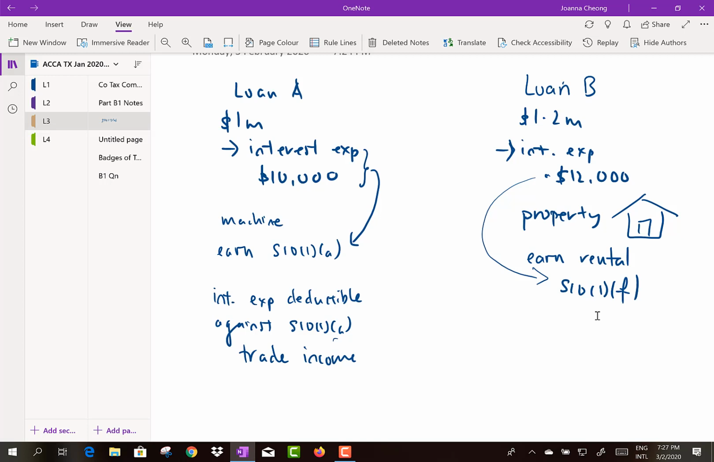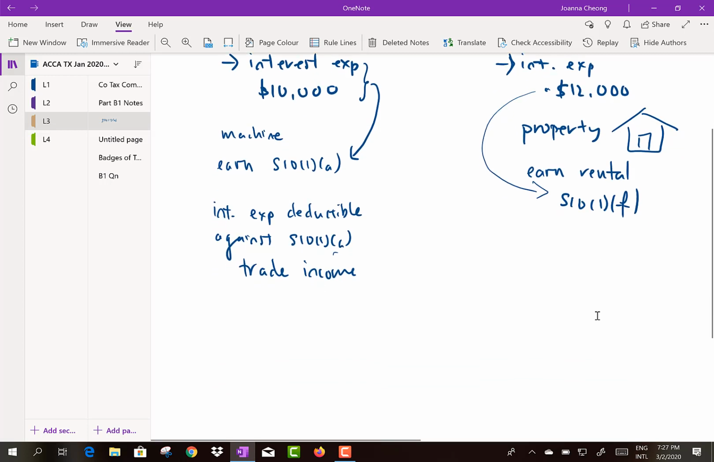All right, so therefore, what I'm trying to tell you is you have to match the expense to the income that is producing it. All right, are you with me or not? So therefore, when you do the adjustment, assuming that this $12,000 expense is already inside your net profit before tax, but since it is not deductible against your trade income, so what must you do first?